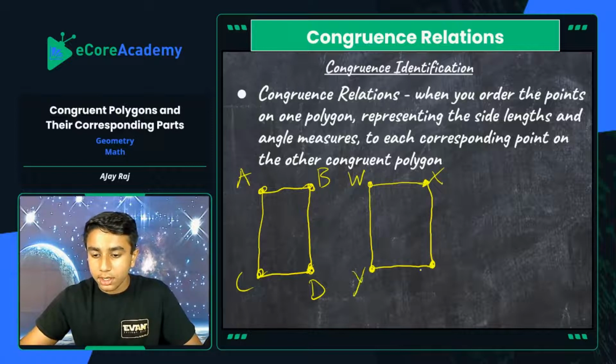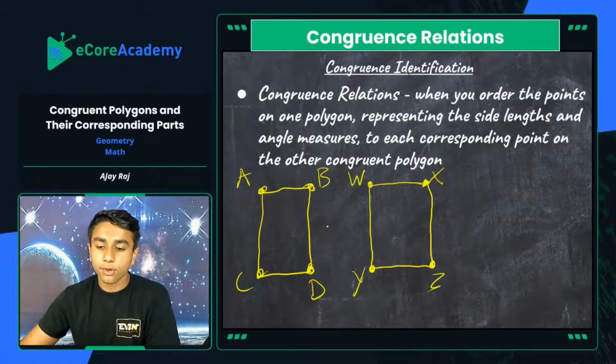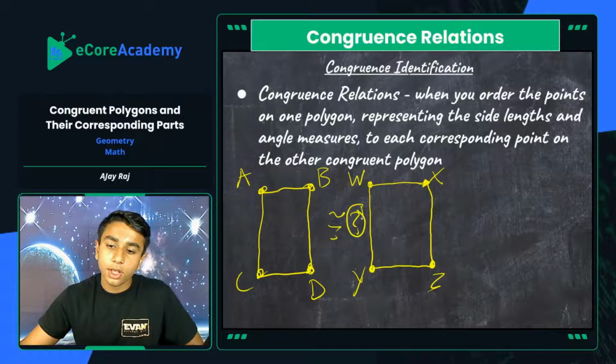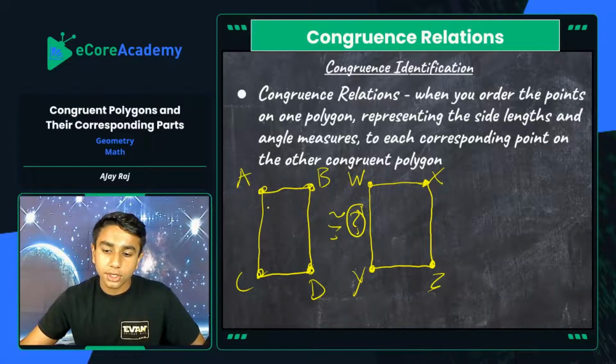So we're trying to find whether or not these two rectangles are congruent. So I'm going to draw a question mark there to see whether or not they are congruent. In order to discover whether or not they are congruent, you have to have corresponding parts with equivalent measures. Let's assume that these two rectangles are congruent, and we're just trying to prove that.